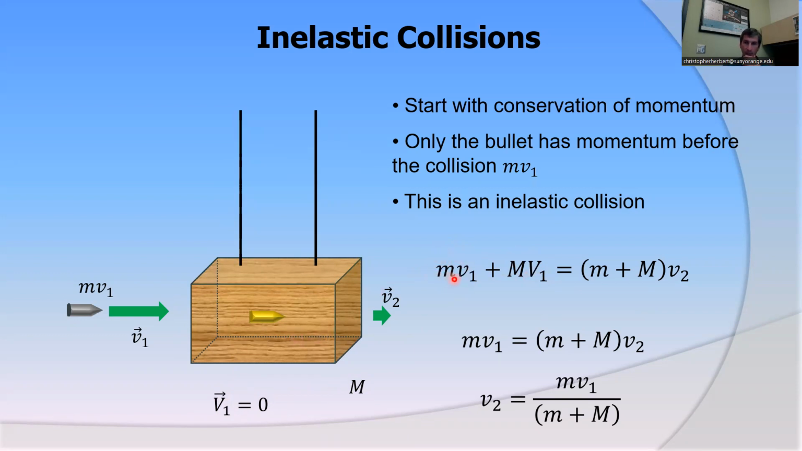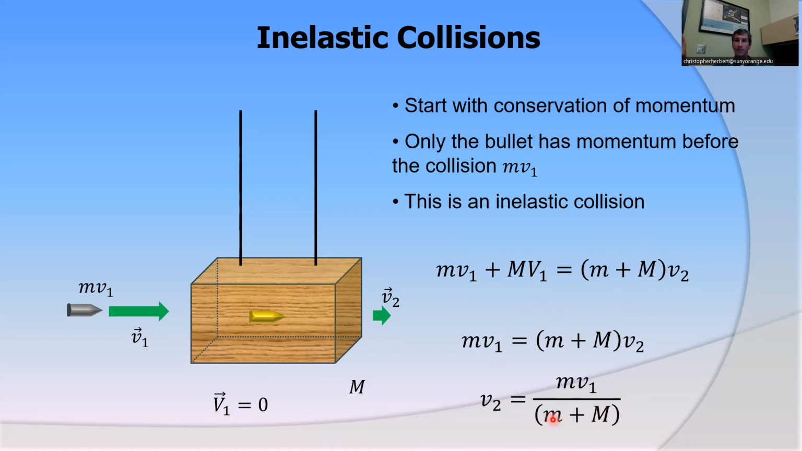The momentum before the collision is going to be equal to the momentum after the interaction has taken place in the inelastic collision. So bullet plus block afterward is going to be my final momentum. Momentum is conserved, so we can calculate how fast the block is going to be moving after this interaction has taken place. It's important to note here that big M has to be substantially larger than small m.